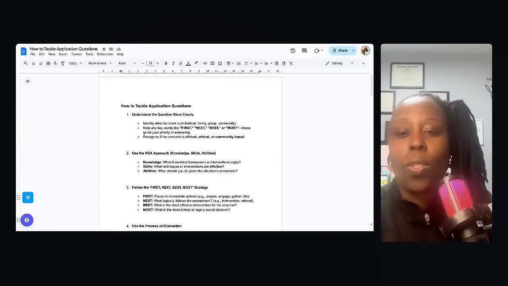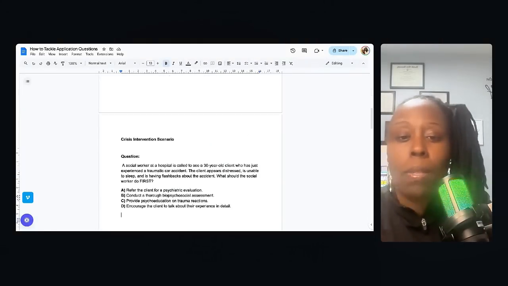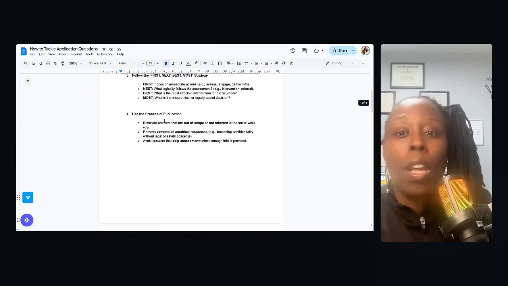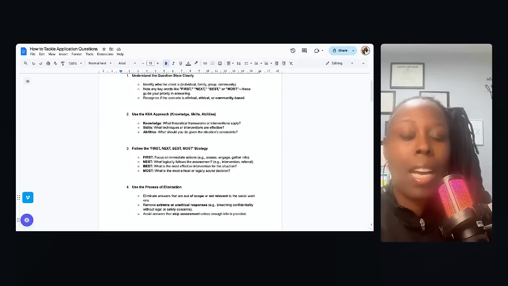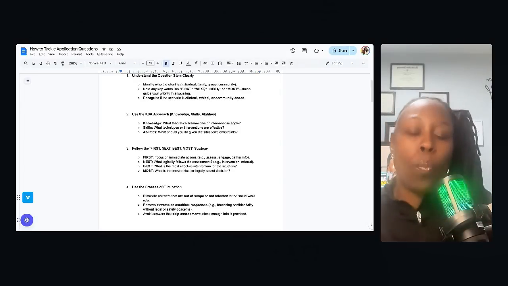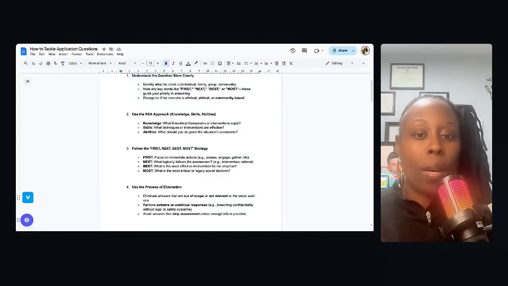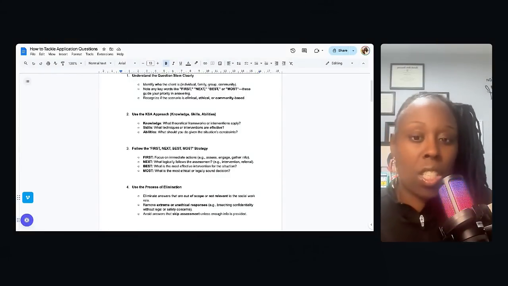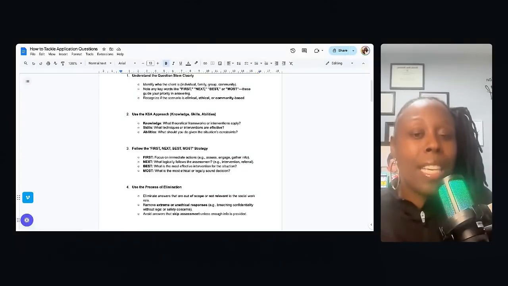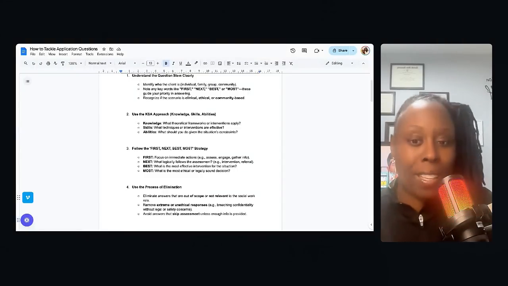So then it says use the KSA or the CASA. People have all types of names and things that they use for it. But basically, when it comes to the CASA, that is how much knowledge, how much skills and ability you have when it comes to the information. The knowledge is what theoretical frameworks or interventions apply to this situation. And then the skills are going to be your interventions, your techniques, things of that nature that are going to be most effective.